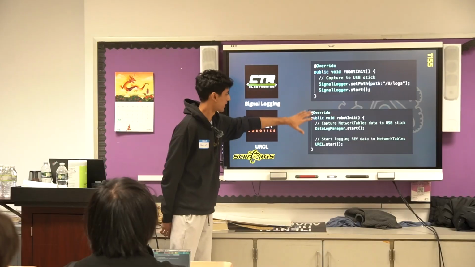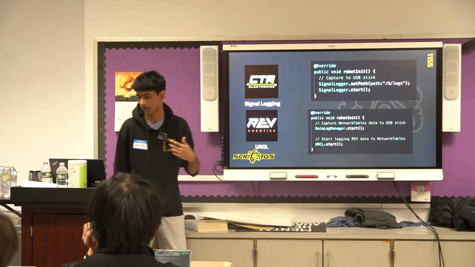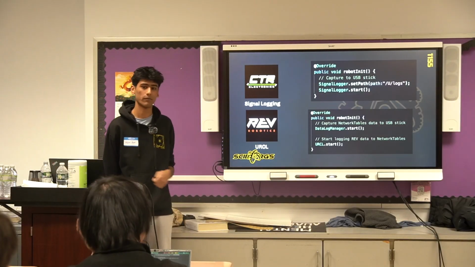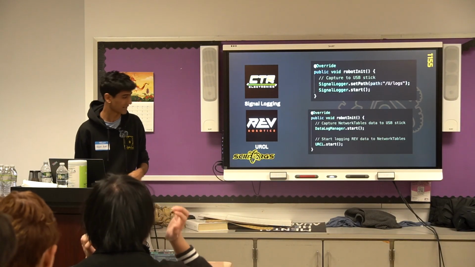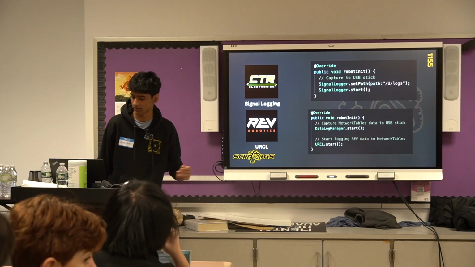But as you can see here, it's really easy to start up. You just put this in robotInit, and it would start logging. For Rev, it will log your Spark Maxes, Spark Flexes, and then CTRE, you get your Pigeon, your CANcoder, your Talons.